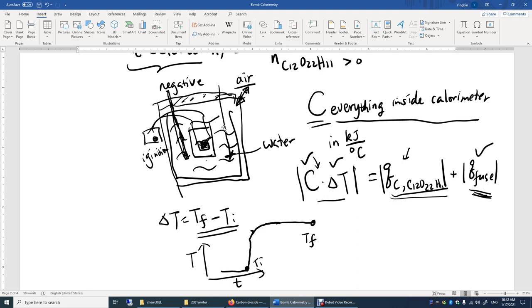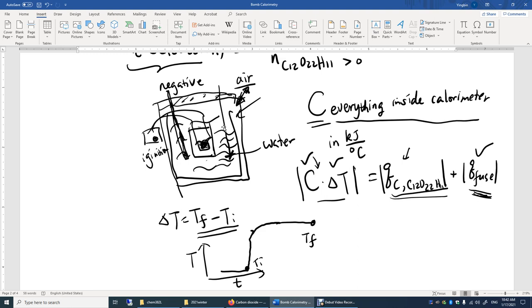Heat flows into the calorimeter before the combustion. Heat flows out of the calorimeter after the combustion. So it's a better design. But still, what if they don't cancel exactly? Well, then we need to take the heat exchange between the calorimeter and the air into account. So assuming our initial temperature of this water bath is lower than air, then heat flows in.